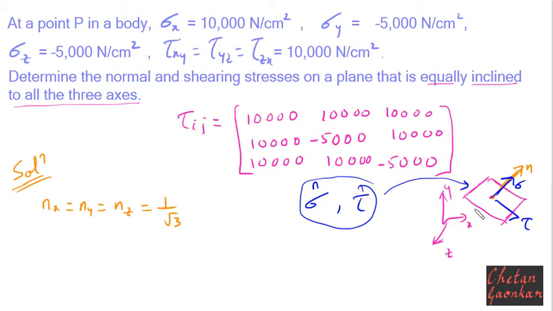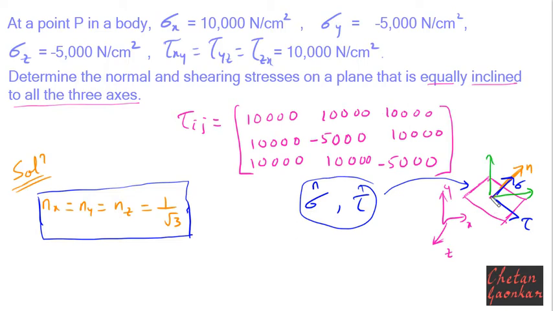With the knowledge of direction cosines, we got to know that since this plane is equally inclined to all three axes, its outward normal will make equal angles with respect to the x, y, and z axes, and because of that the direction cosines nx, ny, and nz will be equal, and that will be 1 by root 3. Now, in order to find this normal and shear stress, the first thing we need to do is find the stress vectors in the x, y, and z directions, and that can be very easily done by using Cauchy's stress equation.